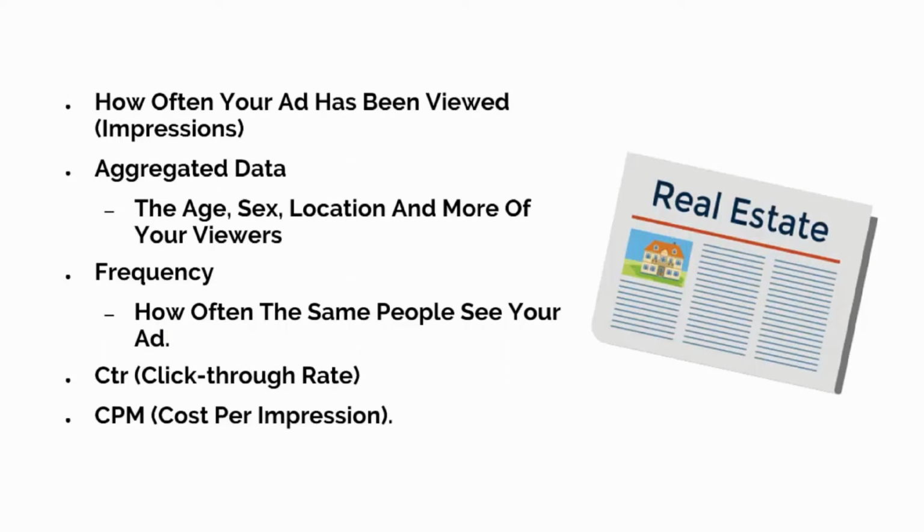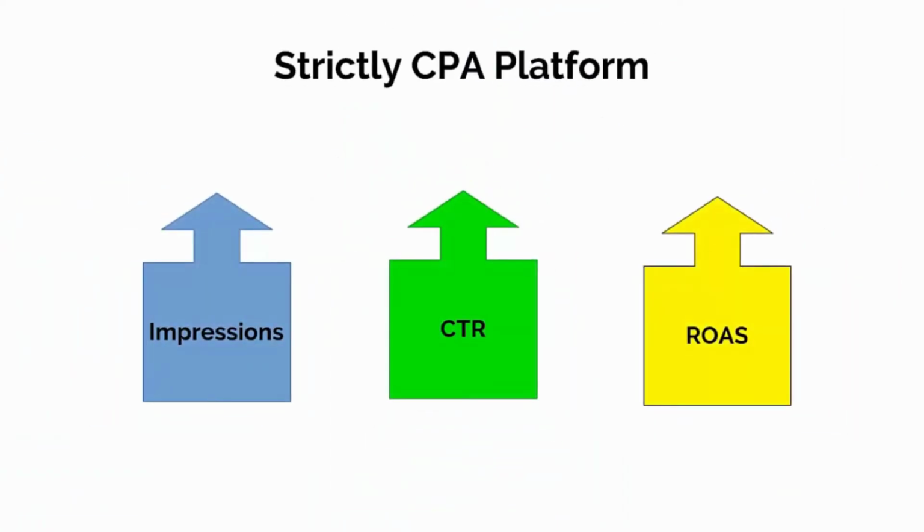CPM, meanwhile, is cost per impression, and this tells you how much you're paying for your advert to show. Some advertising networks can actually charge per impression, but more likely this figure will be worked out based on your CPP, CTR, and impressions. As mentioned earlier, you should also be able to see a ROAS, which is return on ad spend. If you're using a strictly CPA platform or setup where you pay only for actions, then you'll ideally want to increase your impressions, your CTR and your ROAS.